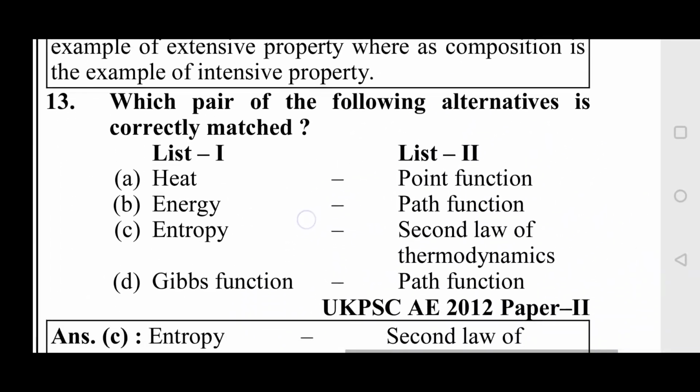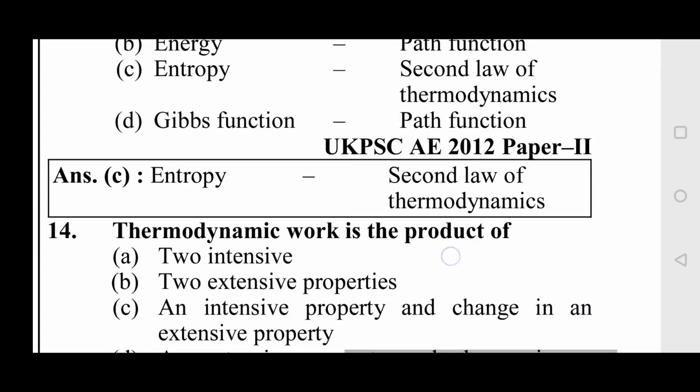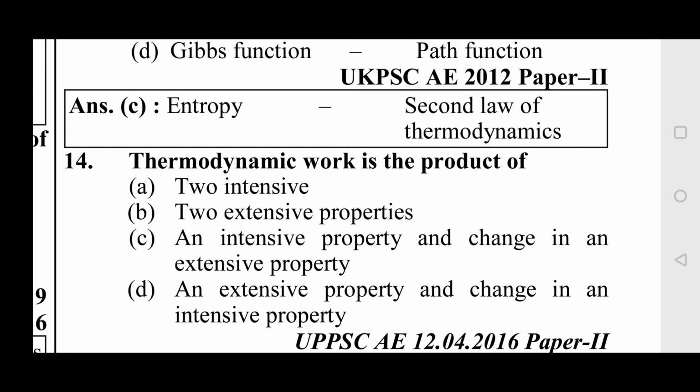Which pair of the following alternatives is correctly matched? So let's find out which is the correct one. Path function is connected with point function? Actually, heat is a path function, so these are all wrong. Next, energy is a path function? No, energy is not a path function. Next, entropy is the second law of thermodynamics. Okay, that is correct. Gibbs function is a path function is also a wrong answer. Okay, the correct answer is entropy is the second law of thermodynamics.